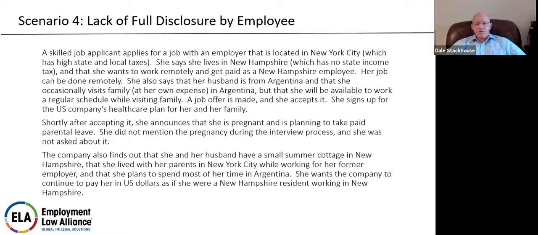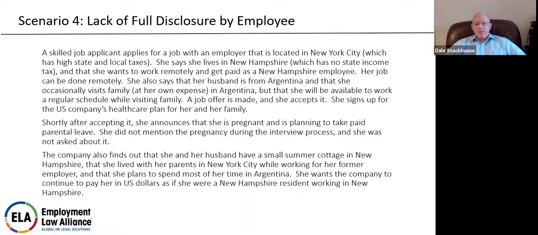The employer says it's fine for her to work remotely, that she can do that, the kind of work she's doing. She also mentions in passing during the interview process that her husband's from Argentina, and that she occasionally visits family down there with her husband at her own expense, but that she'll be available to work a regular schedule on those occasions when she's visiting family in Argentina. The company makes her a job offer, and she takes it and signs up for healthcare.